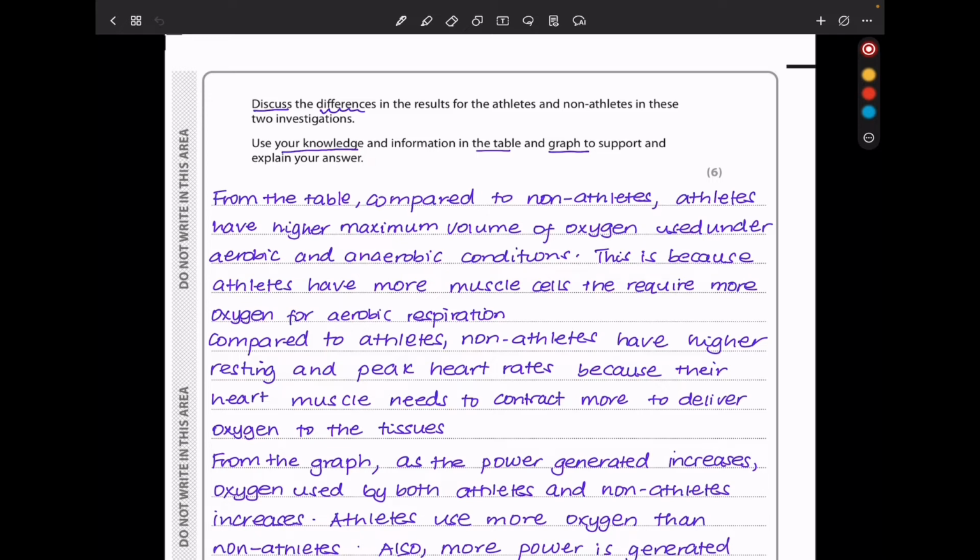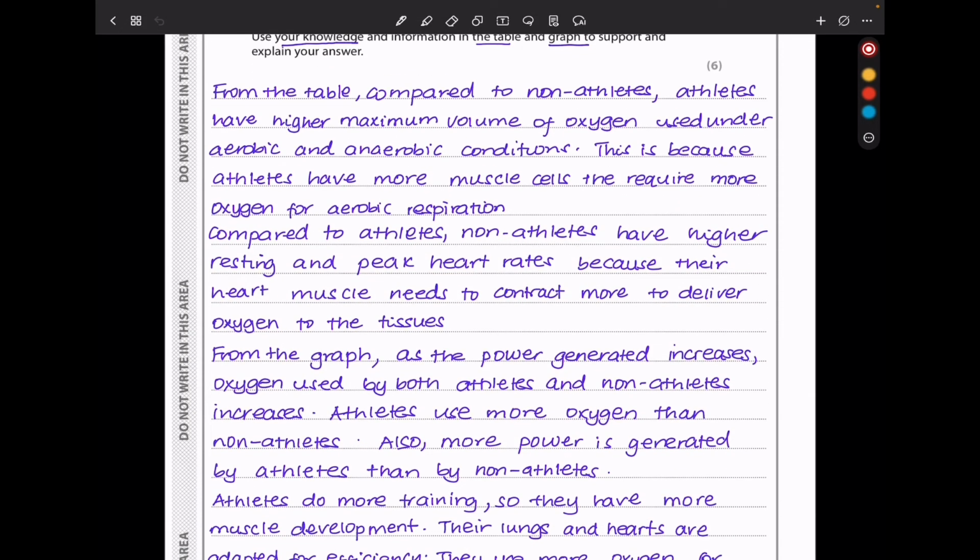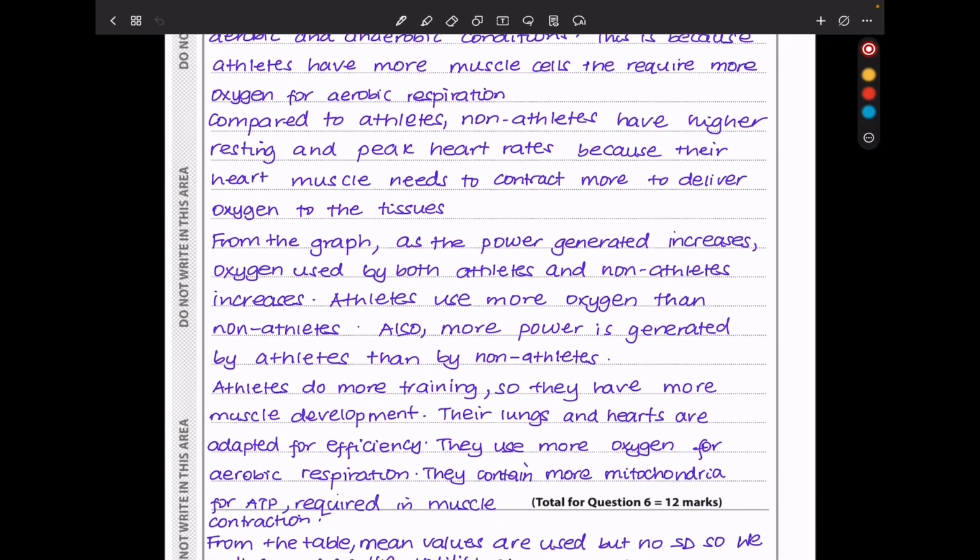So here I discussed the table first and then I went to the graph. So from the table, compared to non-athletes, athletes have higher maximum volume of oxygen used under aerobic and anaerobic conditions. And this is because athletes have more muscle cells that require more oxygen for aerobic respiration. Compared to athletes, non-athletes have higher resting and peak heart rates because their heart muscle needs to contract more to deliver oxygen to the tissues.